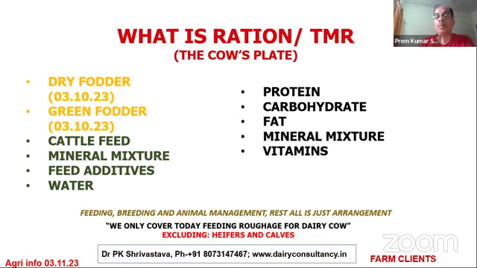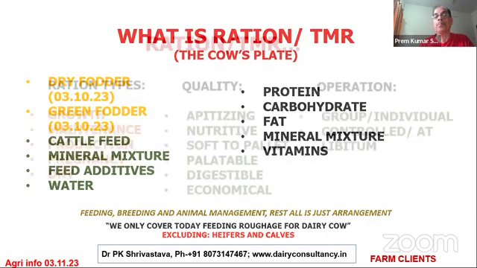So what all should be there? The protein, carbohydrate, and fat, mineral, vitamins. Similar things are also available in our plate. We also consider a food to be a balanced food if all these things are available in the plate.